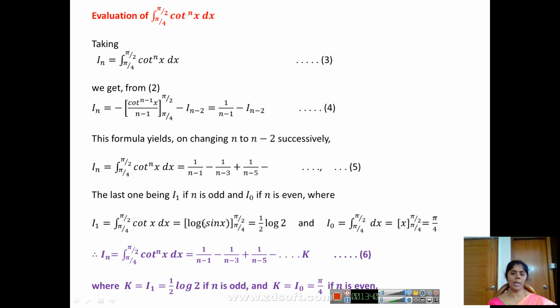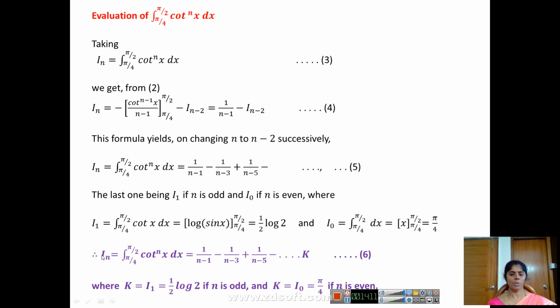Apply the limits, so we get log of sine pi by 2 minus log of sine pi by 4, which leaves the term as 1 by 2 log 2. And I0 equals the integral from pi by 4 to pi by 2 of dx, which is equal to x from pi by 4 to pi by 2. Again, after applying the upper limit minus lower limit, we get the term as pi by 4.